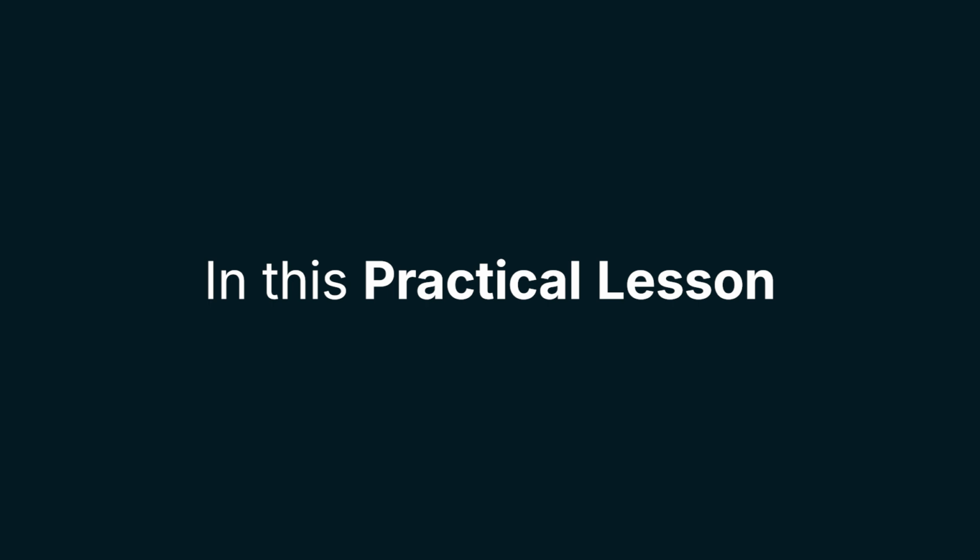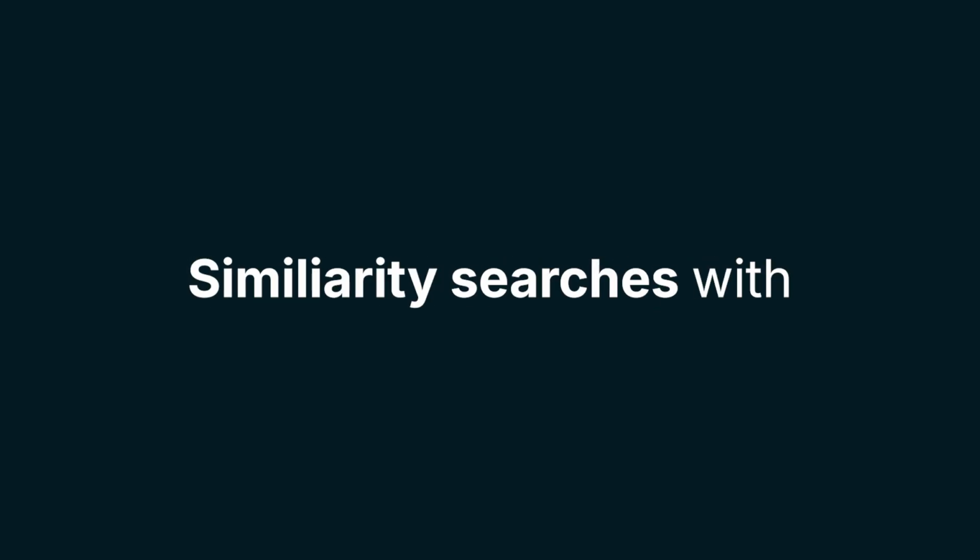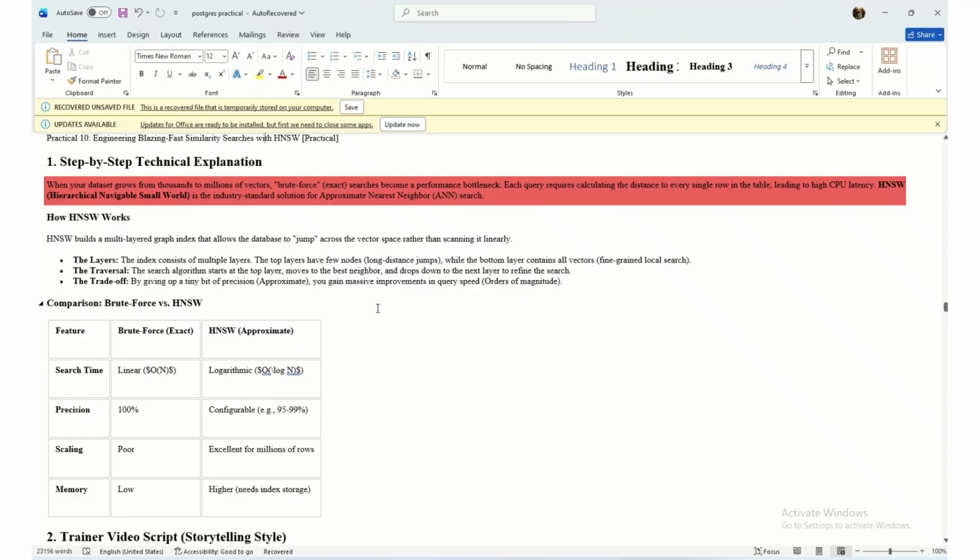In this practical lesson, you will learn about engineering blazing fast similarity searches with HNSW. When your dataset grows from thousands to millions of vectors, brute force or exact searches become a performance bottleneck. Each query requires calculating the distance to every single row in the table, leading to high CPU latency. HNSW, that is Hierarchical Navigable Small World, is the industry standard solution for approximate nearest neighbor search.